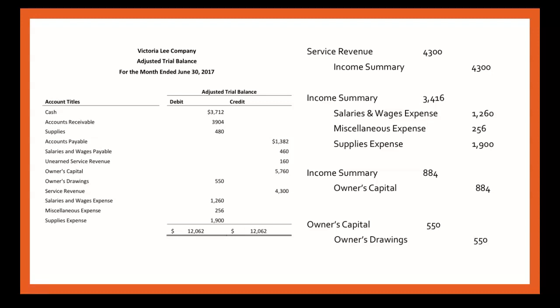Now, we have only 4 closing entries. We close our revenues, close our expenses, close income summary, close owner's drawings. Those are the 4 that you're going to need to know. Your first, second, and fourth closing entries will always be set up in that similar way, where we debit revenues, credit income summary, debit income summary, credit expenses. And then the last one, debit owner's capital, credit owner's drawings.